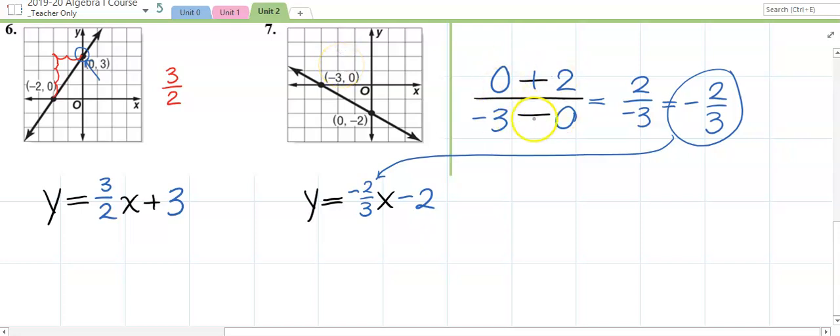So you can calculate the slope, or you can just use the graph and count the slope, which is probably the easiest thing to do. That way you don't have to risk making an arithmetic error.